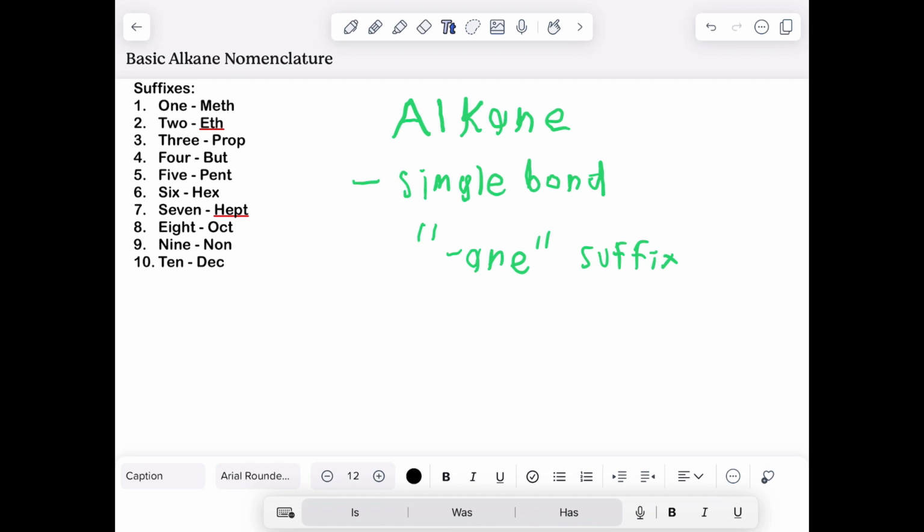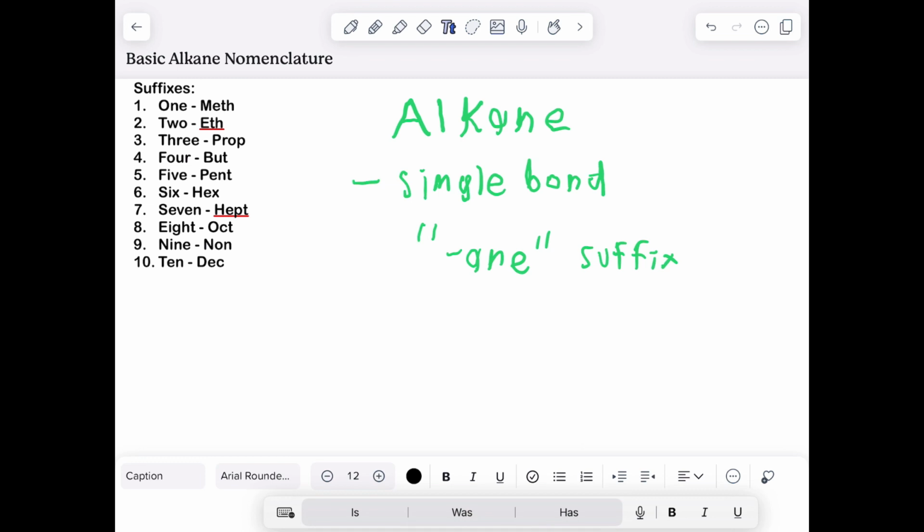I mistakenly wrote it as suffixes, so just pardon that error right there. Meth, eth, prop, etc. are actually prefixes in the alkane chain. And the ane itself refers to a single bond alkane chain. Anyways, so we have our prefixes. 1 is meth, 2 is eth, 3 is prop, so on and so forth.